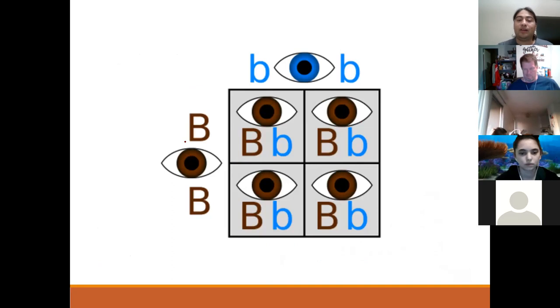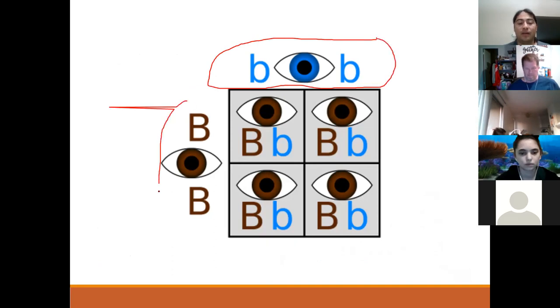Just before we go to the Mendel experiment, we have a homozygous recessive for blue eyes, and then we have a homozygous dominant for brown eyes. So when we make the Punnett square, if it is a homozygous recessive, that means that it's going to contain two lowercase b. And then we have a homozygous dominant for brown, so that means that it's going to have a capital letter B.